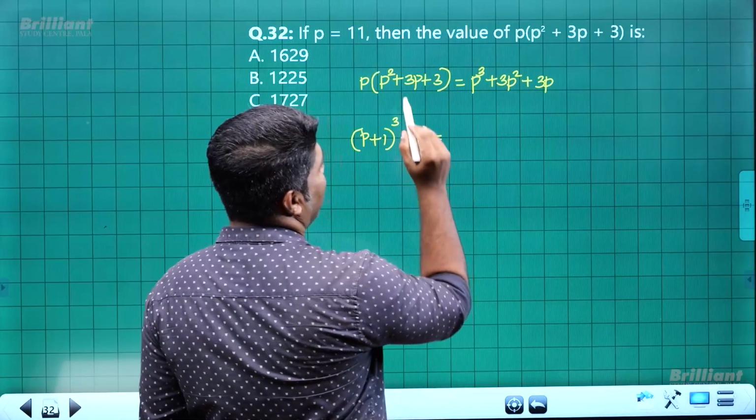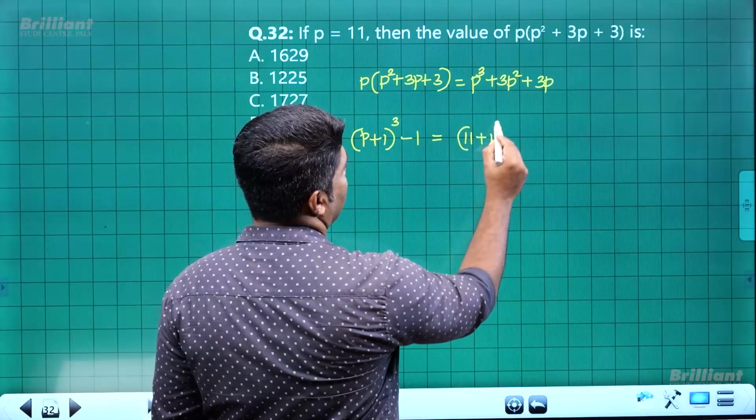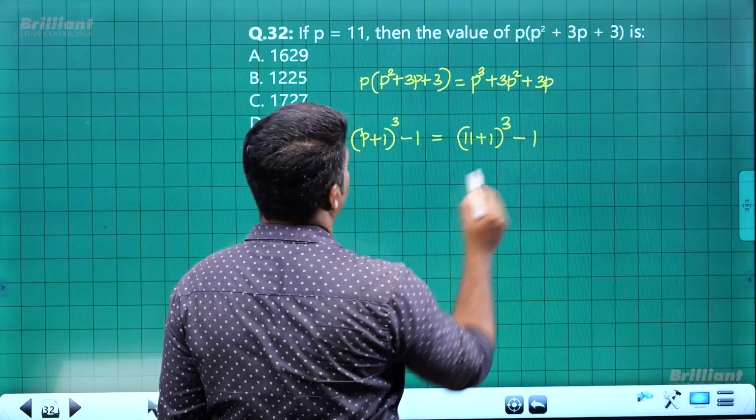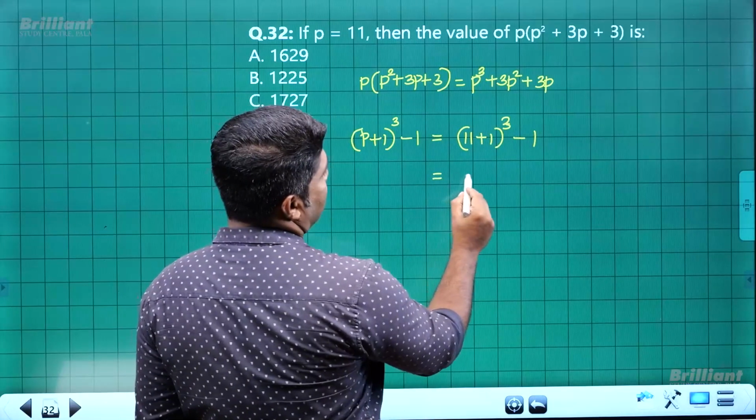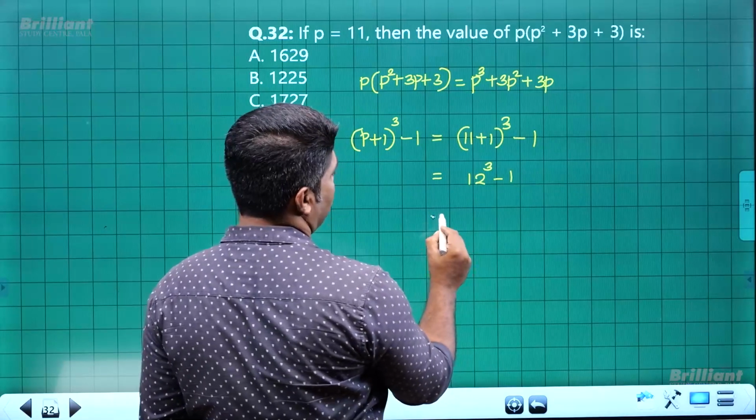So here we have the value for P. P is equal to 11. So this is (11 plus 1) the whole cube minus 1. What is 11 plus 1? That is 12 cube. 12 cube minus 1. What is 12 cube?